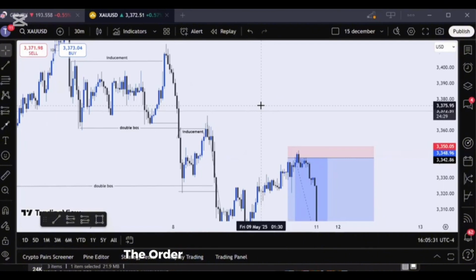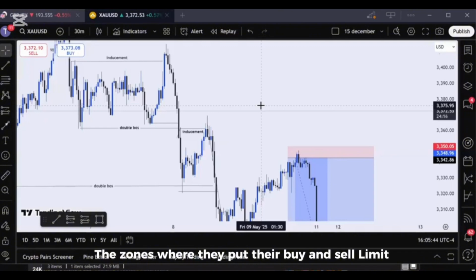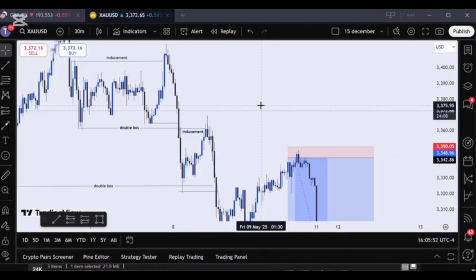Now, first of all, the order block is a zone in the market where there are a lot of institutional orders. Those institutions and the banks that trade with those huge capitals, the zones where they put their buy and sell limit orders, that is what your order block is. There are 2 different types of order blocks. We have the bullish order block, then we have the bearish order block. The bullish order block is for when you're looking for a buy scenario, and the bearish order block is when you're looking for a sell scenario.